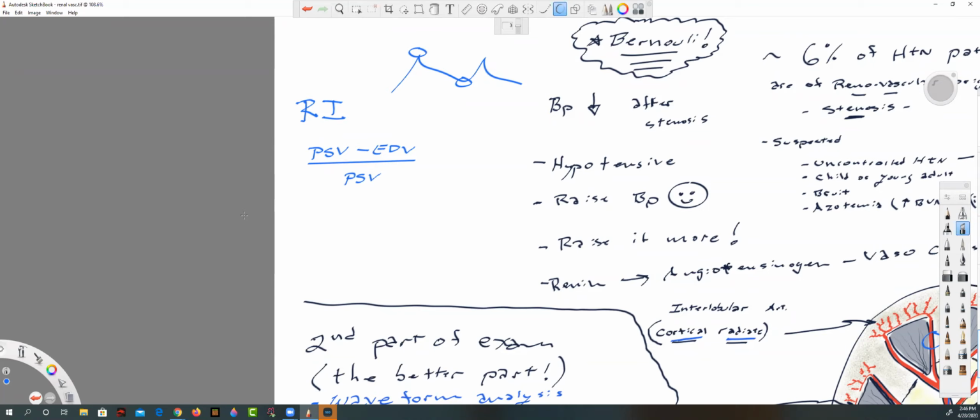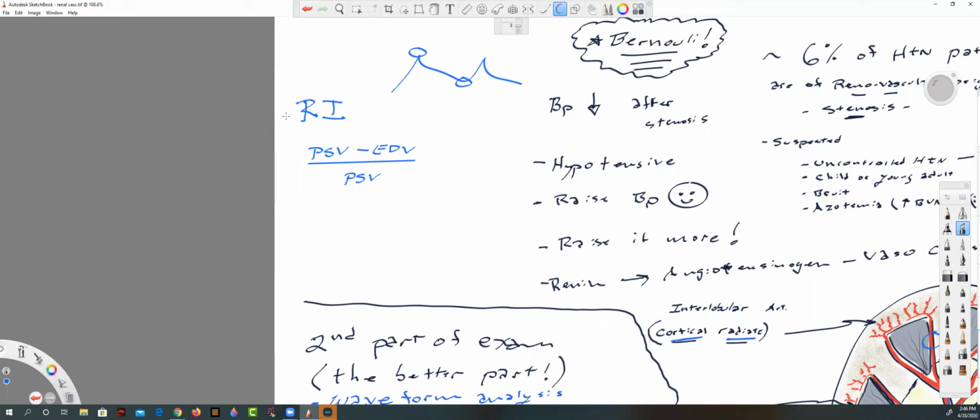All right. Is that like when you have the double peaks? Is that why you're dividing by two peak systolic velocities? No, it's just the way the index is created.